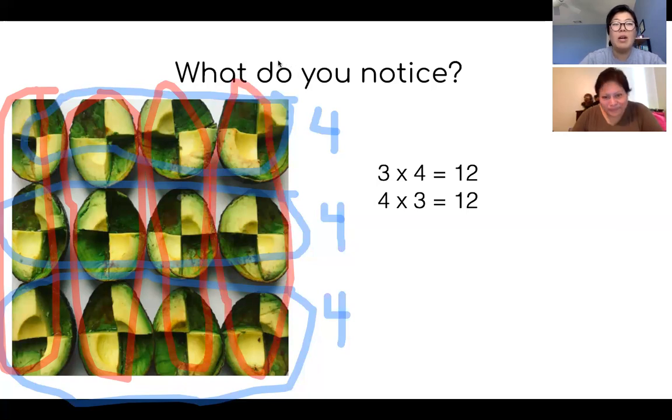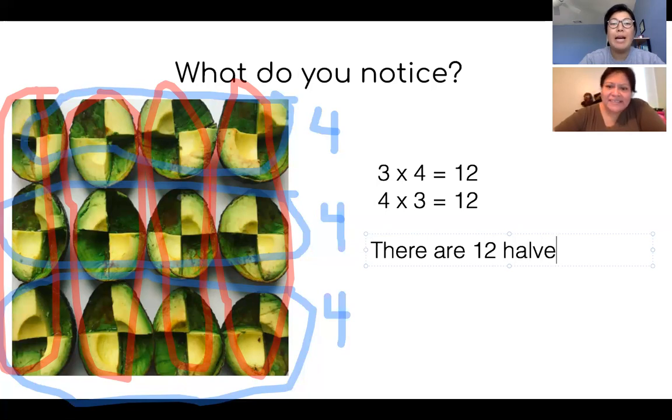Okay, and how would we write this in a complete sentence to explain this picture? There are 12 halves of avocados. Did I spell avocados correctly? I do believe so. If it ends in an O and you pluralize it, it's ES. Yes, okay, there are 12 halves of avocados.